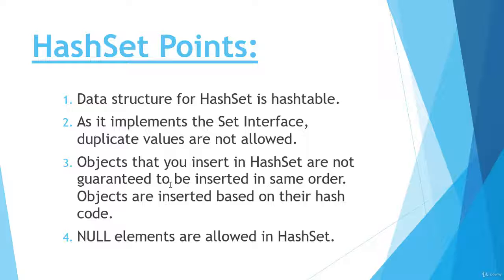Objects that you insert in the HashSet are not guaranteed to be stored in the same order. Objects are inserted based on their hash code. Whenever you add elements or objects in the HashSet, it is not guaranteed that they are stored in an order. The data may be stored randomly, because we get our value through the hash code. The fourth point: null elements are allowed in HashSet. We can store null elements in a HashSet object.